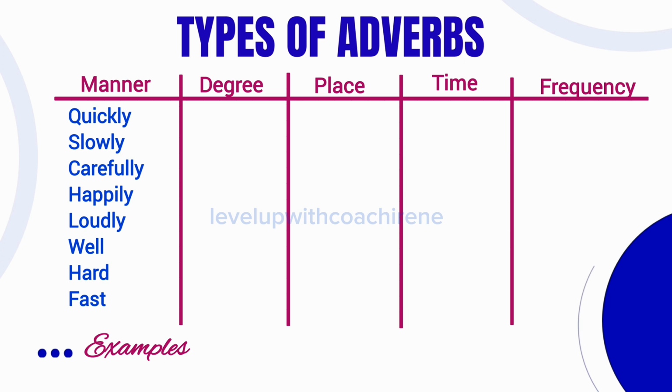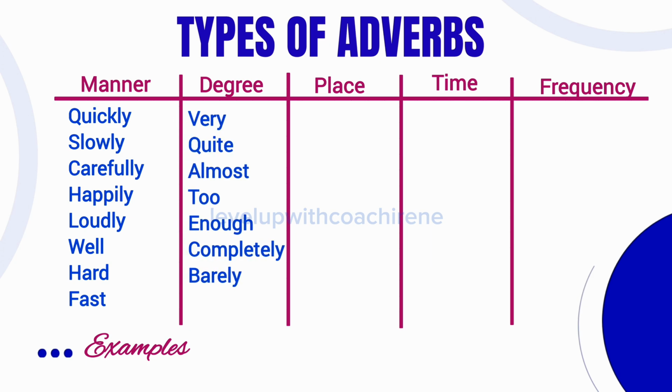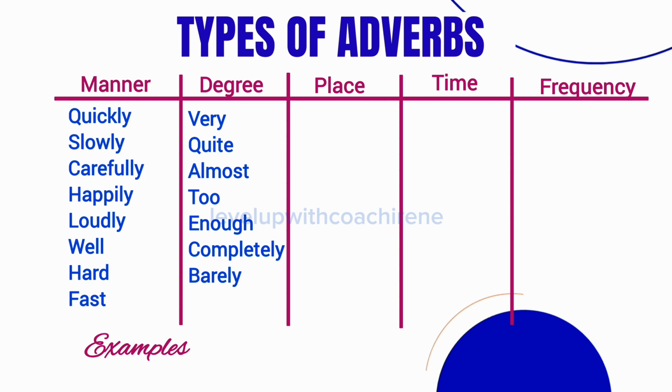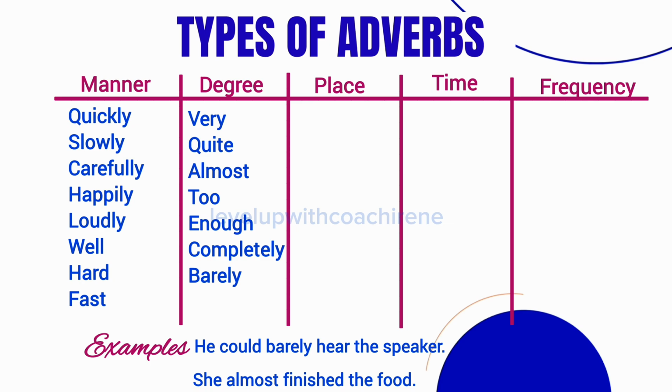Adverbs of degree modify adjectives, verbs, or other adverbs to express the intensity, extent, or degree of something. They answer the questions to what extent or how much. They include very, quite, almost, too, enough, completely, barely. Here are some examples. He could barely hear the speaker. She almost finished the food. These adverbs provide more precision and detail about the intensity of the situation or action described.